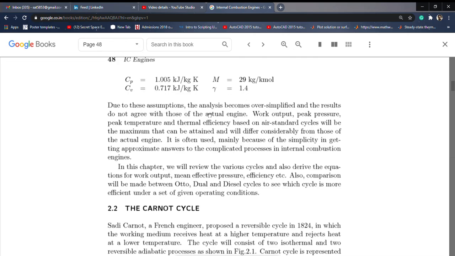Due to these assumptions, the analysis becomes very simplified, and results do not agree with those of an actual engine. But it is easy to solve the equations. Work output, peak pressure, peak temperature and thermal efficiency based on air standard cycles will be the maximum that can be attained, and will differ considerably from those of actual engines. It is often used mainly because of the simplicity in generating approximate answers and to avoid complicated calculations.